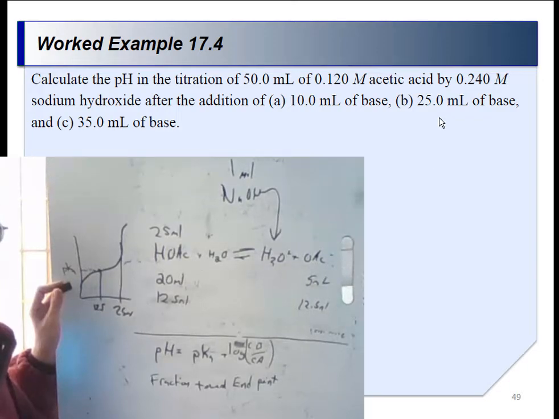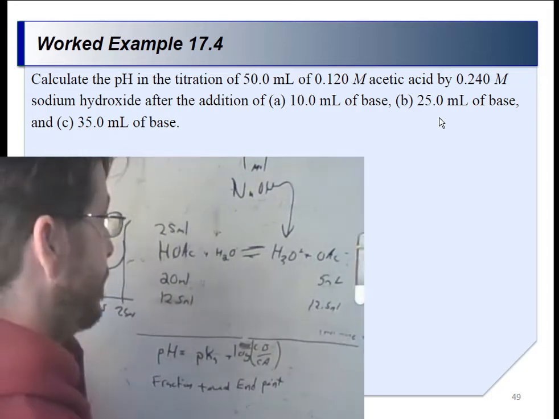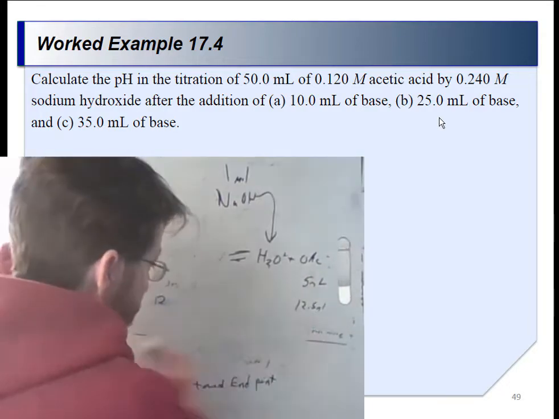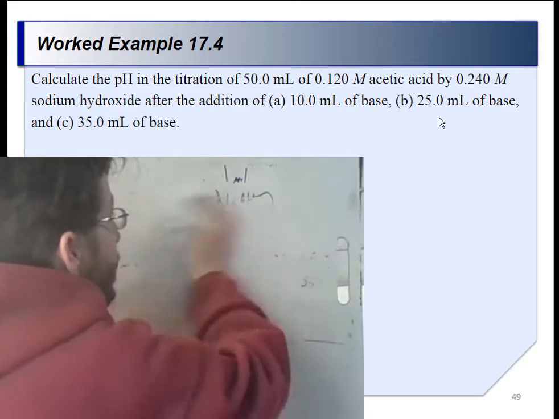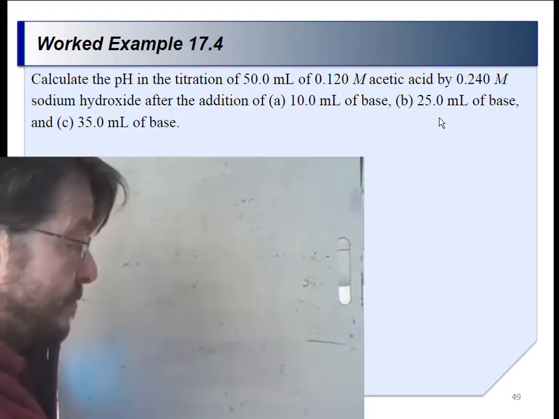So here's a pH problem. Calculate the pH of a titration with 50 mils of 0.1 molar acetic acid by 0.2 molar sodium hydroxide. All right. So what happens after 10 mils of base? What happens after 25 mils of base? And what happens after 35 mils of base?